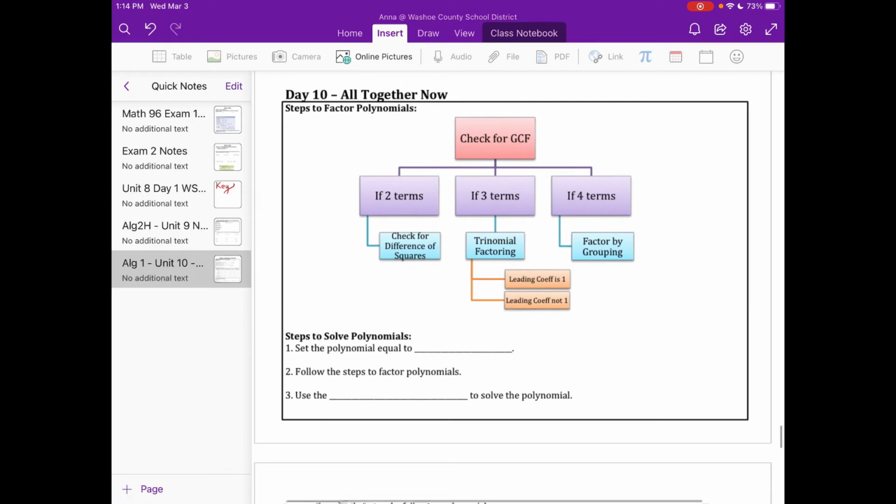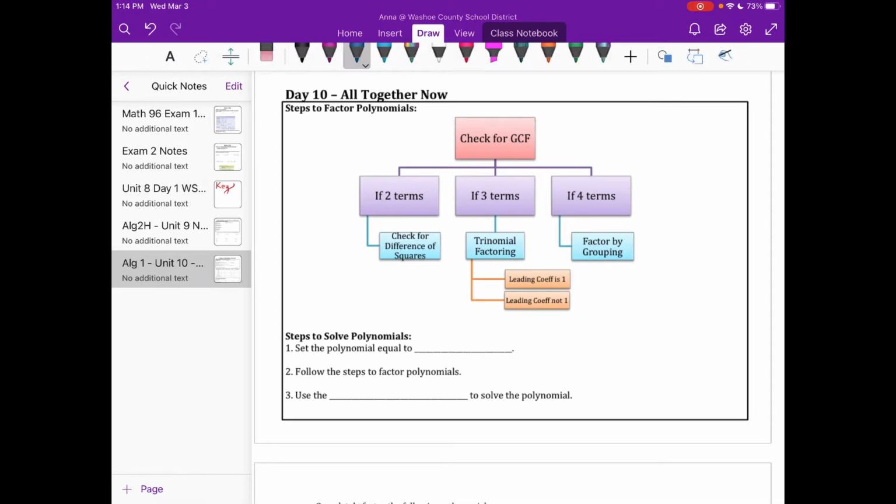So at the very, very beginning of day 10, there is this really sweet little checklist. And I might be going back and forth to this throughout our video just to kind of go, okay, what am I supposed to do? This helps me get started, okay? So every single time, the very first thing that we do, top of the thing, is check for GCF. Can I take anything out of these guys? That is the first thing we're going to do, always.